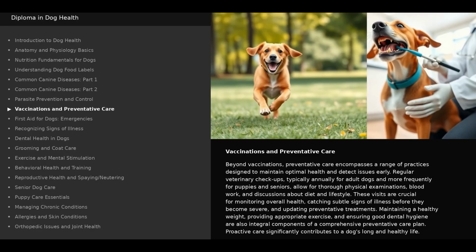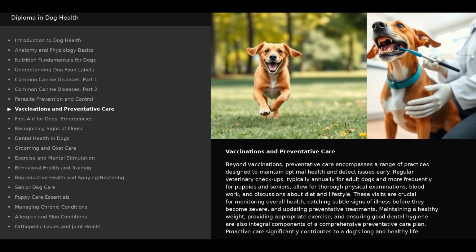Beyond vaccinations, preventative care encompasses a range of practices designed to maintain optimal health and detect issues early. Regular veterinary checkups, typically annually for adult dogs and more frequently for puppies and seniors, allow for thorough physical examinations, blood work, and discussions about diet and lifestyle.